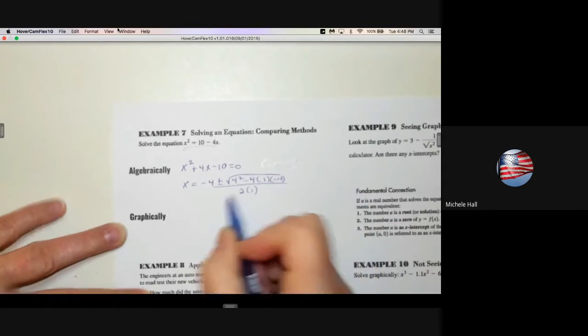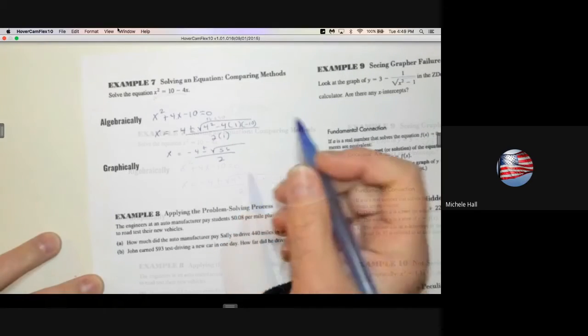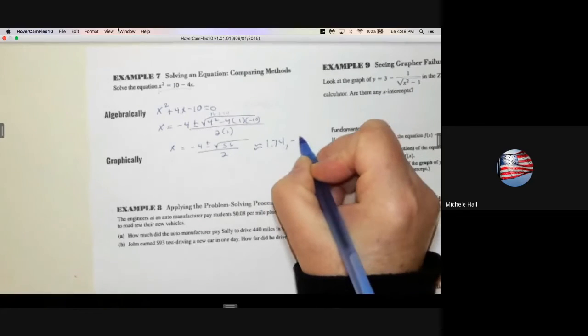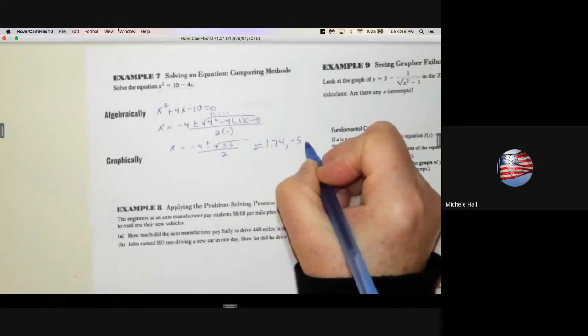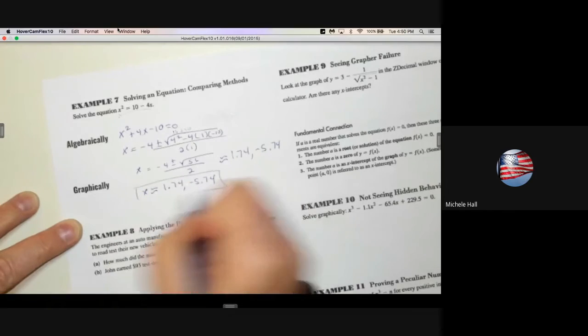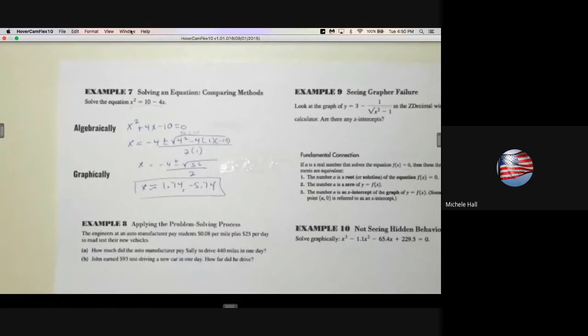We have here 16 plus 40. When we put them in the calculator, negative 5.74. That's algebraically. After punching that in the calculator, that's what we get.